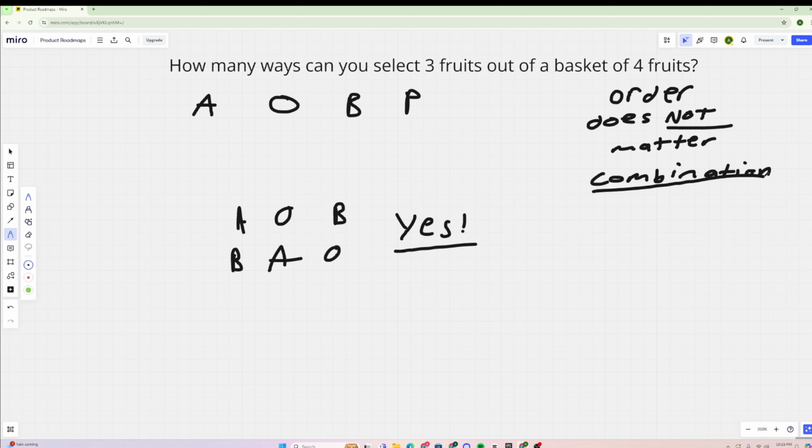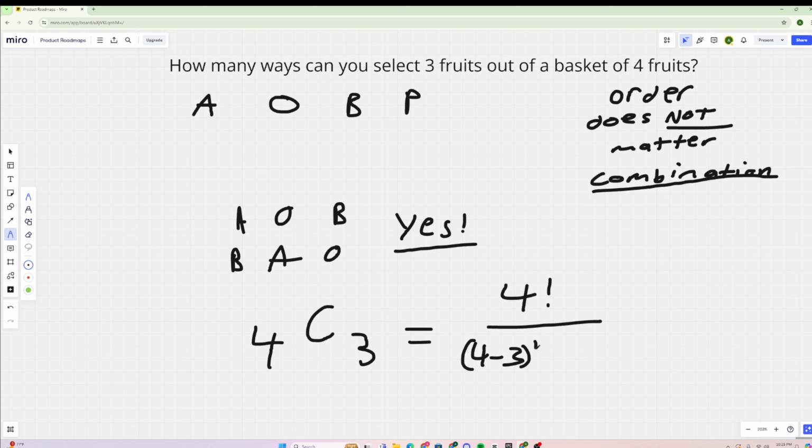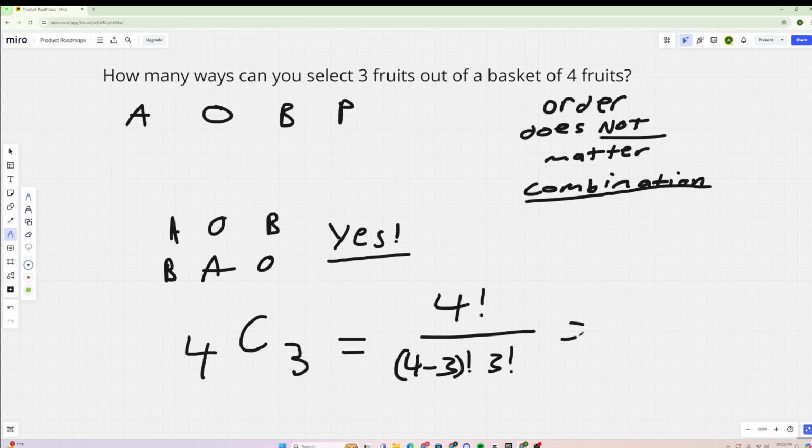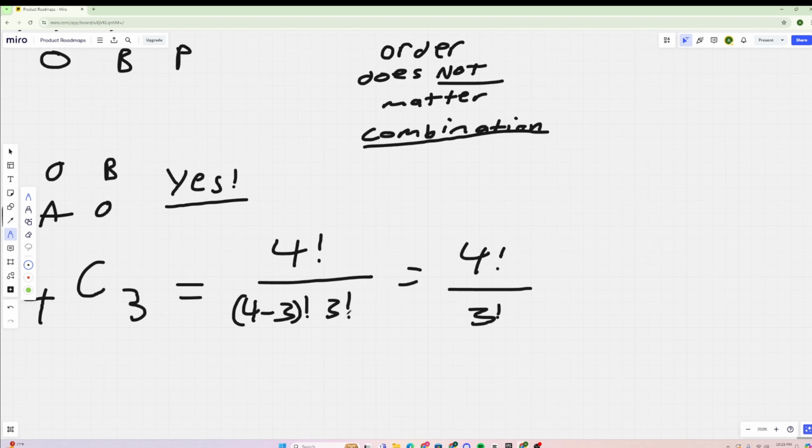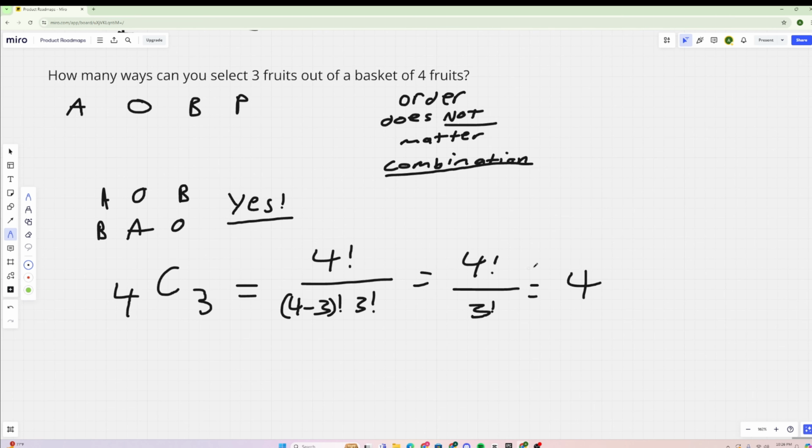So now that it's a combination, we can use the formula, right? So there's 4 fruits, and I'm choosing 3 of them, right? So it's 4 factorial over (4 minus 3) factorial times 3 factorial, which is 4 factorial over 1 factorial times 3 factorial, right? 1 factorial is just 1. So 4 factorial over 3 factorial is 4. So that means there are 4 ways for me to select 3 fruits out of a basket of 4 fruits.